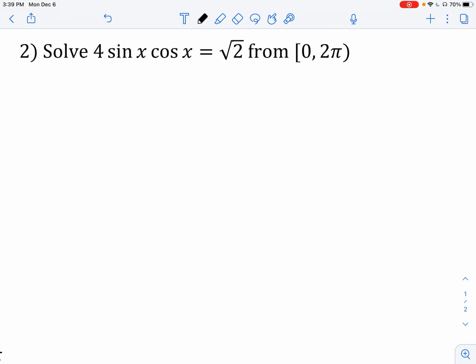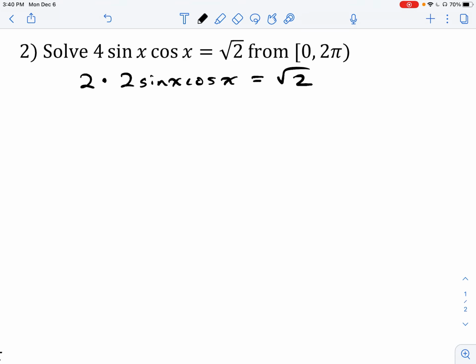Well, at first glance, this might have been a little tricky because you might be thinking, okay, there's no way for me to rewrite 4 sine x cosine x. I don't have any identity that starts with a 4. But if you rewrite that 4 as 2 times 2, that is to say 2 times 2 sine x cosine x is equal to root 2, now we can actually do that substitution.